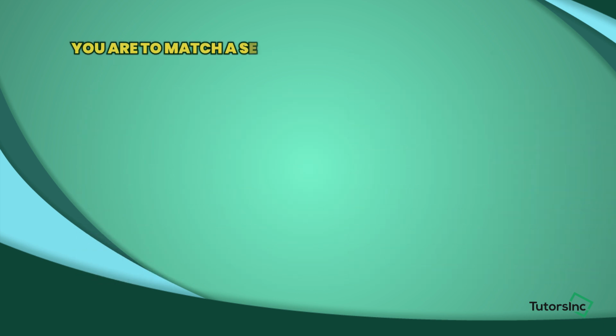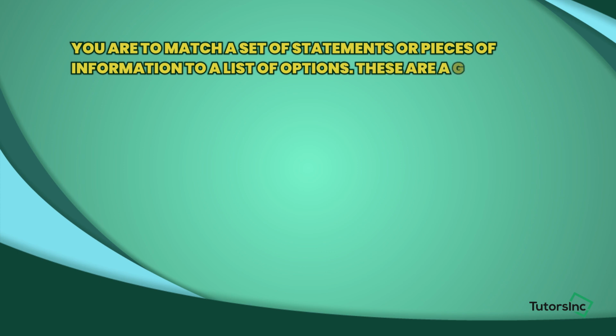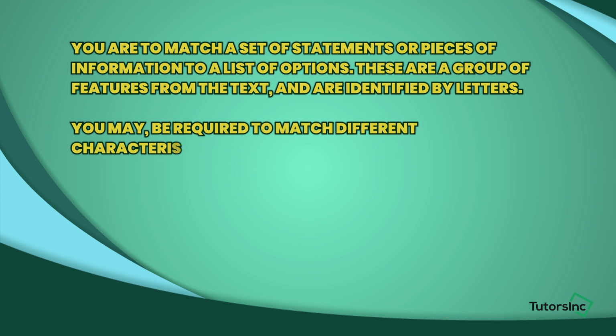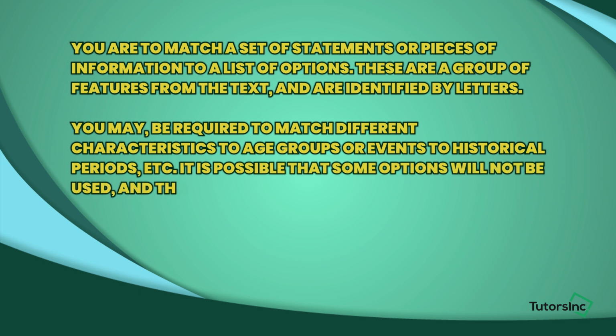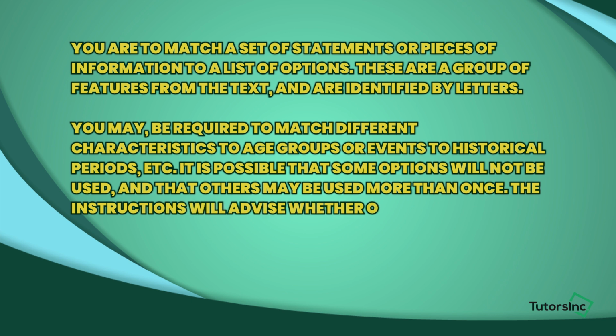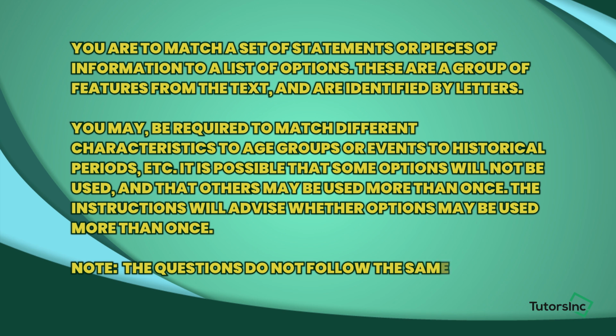You are to match a set of statements or pieces of information to a list of options. These are a group of features from the text and are identified by letters. You may be required to match different characteristics to age groups or events to historical periods, etc. It is possible that some options will not be used, and that others may be used more than once. The instructions will advise whether options may be used more than once. Please note that the questions do not follow the same order as the information in the text. So, let's start practicing.